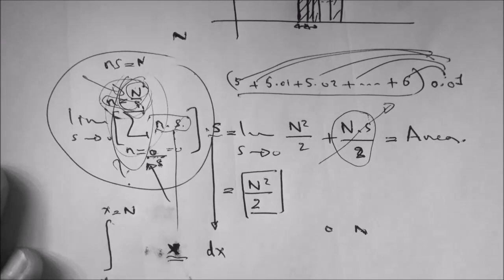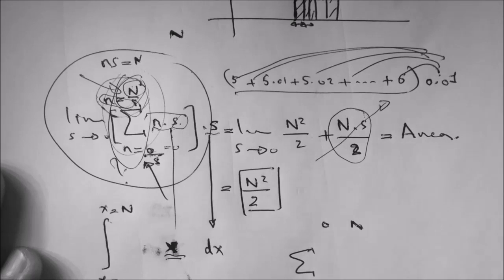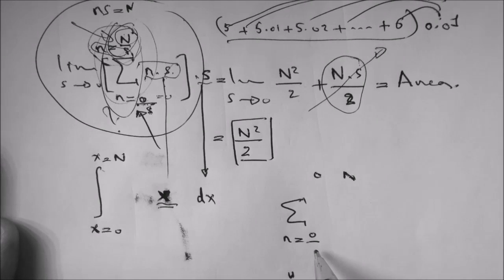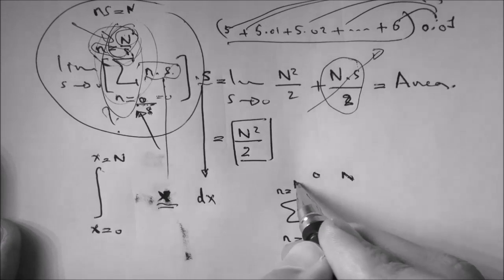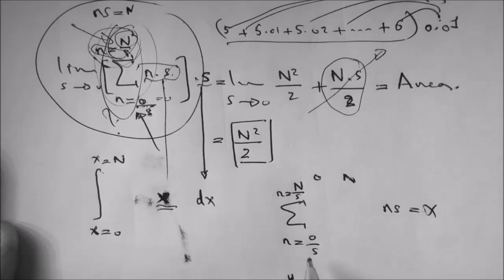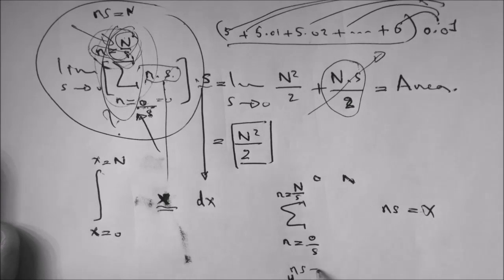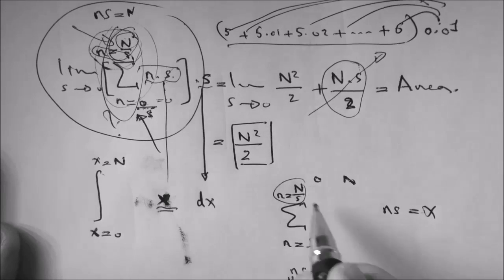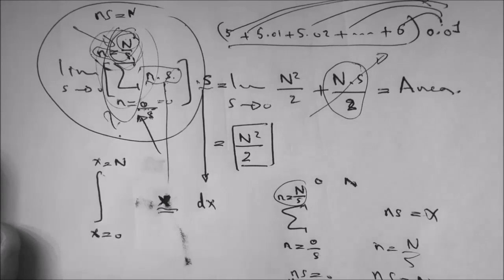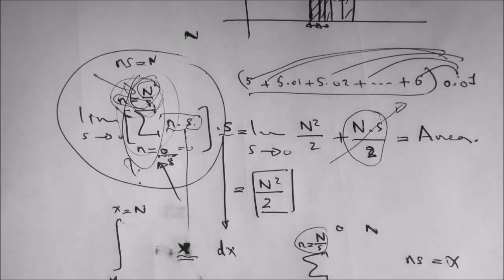n times s I've earlier divided as x, so integration from x equals 0 to x equals n. Okay, if that's not so clear, we have summation from n equals 0 over s to n equals n over s. I have earlier defined n times s as x. So n times s equals 0 at the start, and if n equals n over s, then n times s equals n. Okay, and we have integration from x equals 0 to x equals n.